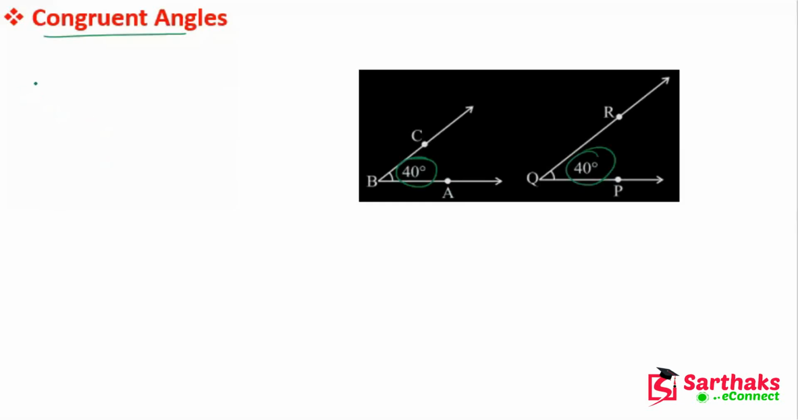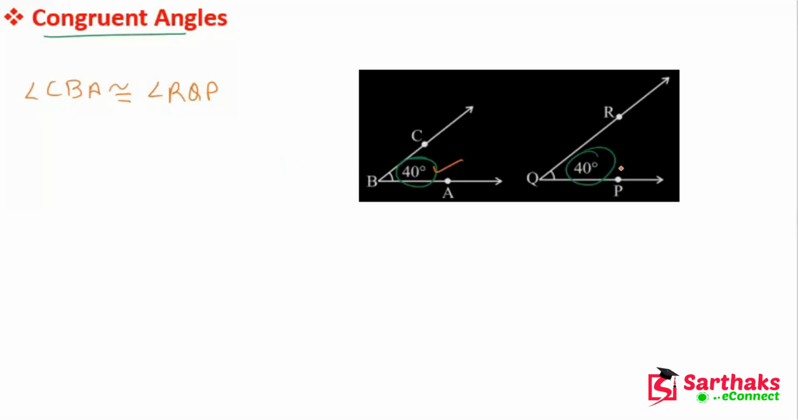So we can write here angle CBA is congruent to angle RQP, because the two angles measure 40 degrees. It is to be noted here that the length of BC is not equal to the length of QR, but congruence of angles does not depend on the length of the arms of the angle. It depends on the measures of the angles only.